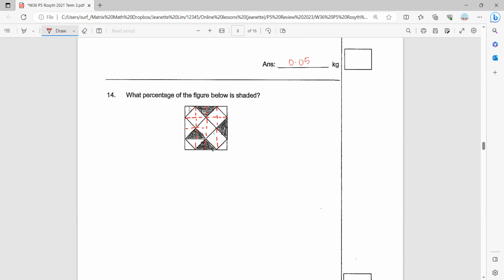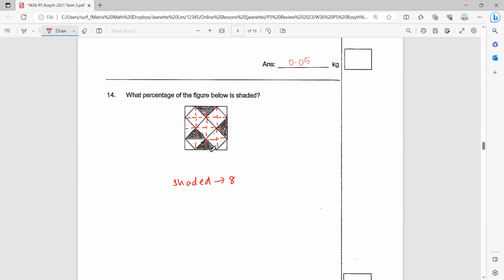Then you cut this way. Okay, then you can just count. The total shaded is 1, 2, 3, 4, 5, 6, 7, 8. Shaded 8. Then the total number of small triangles will be 2, 4, 6, 8. 8 times 4. So 32.